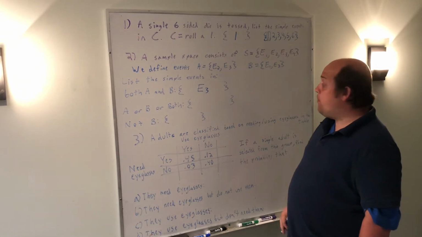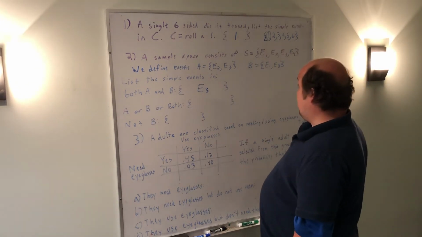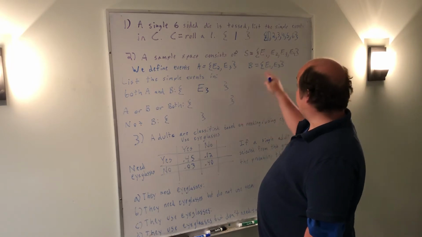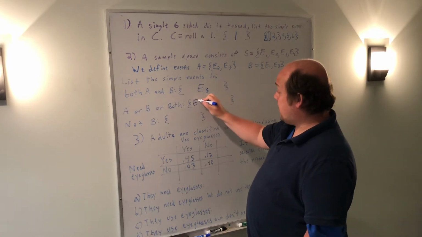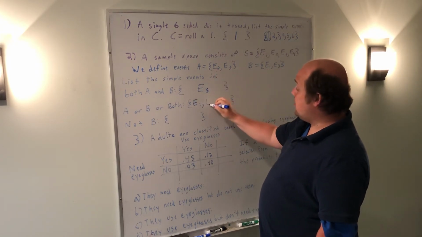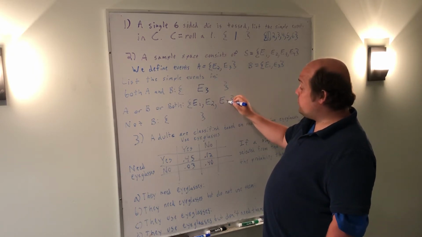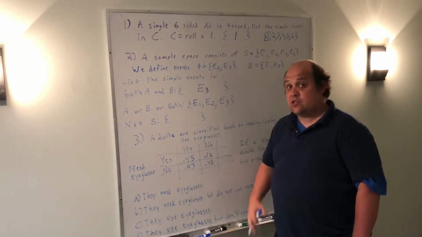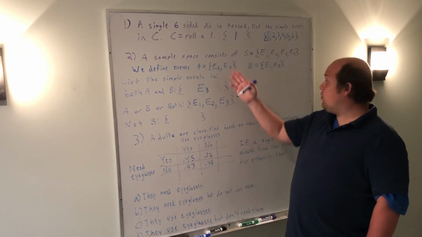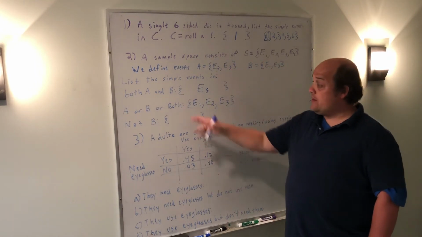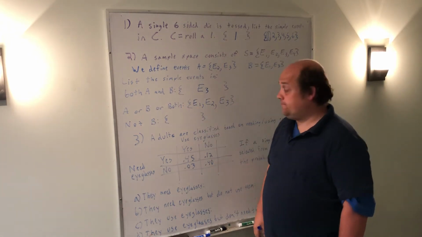For A or B or both, A or B or both includes everything in either of them. So I see E1 and B, that counts. I see E2 and A, that counts. I see E3 in both of them, that counts, but it only counts once. So you don't ever double count something, but you include anything in either group or both. This is another way of saying the union.